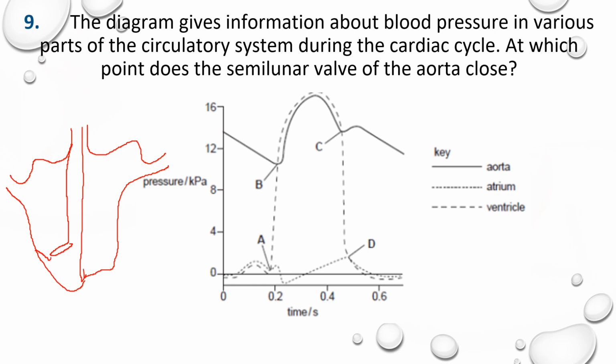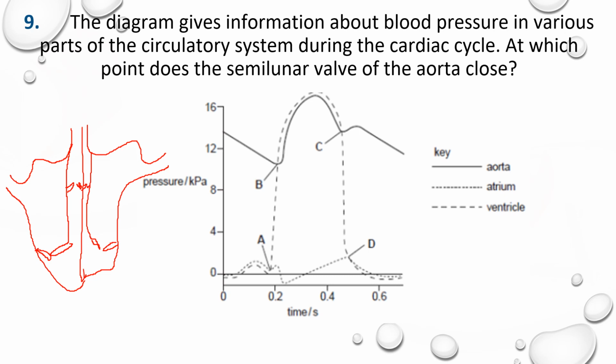This part here is the tricuspid valve. Let me draw the bicuspid valve, which is at the left side of the heart. Okay, that's done. They are the atrioventricular valves. Let's look at the semilunar valve. This is the pulmonary semilunar valve. Sorry, it's very tiny, but don't worry, you got what I'm trying to say.